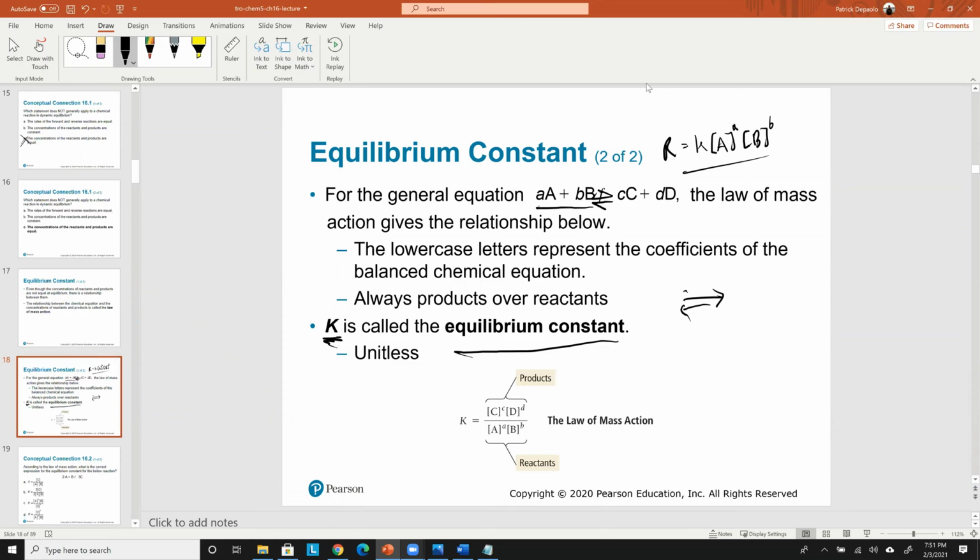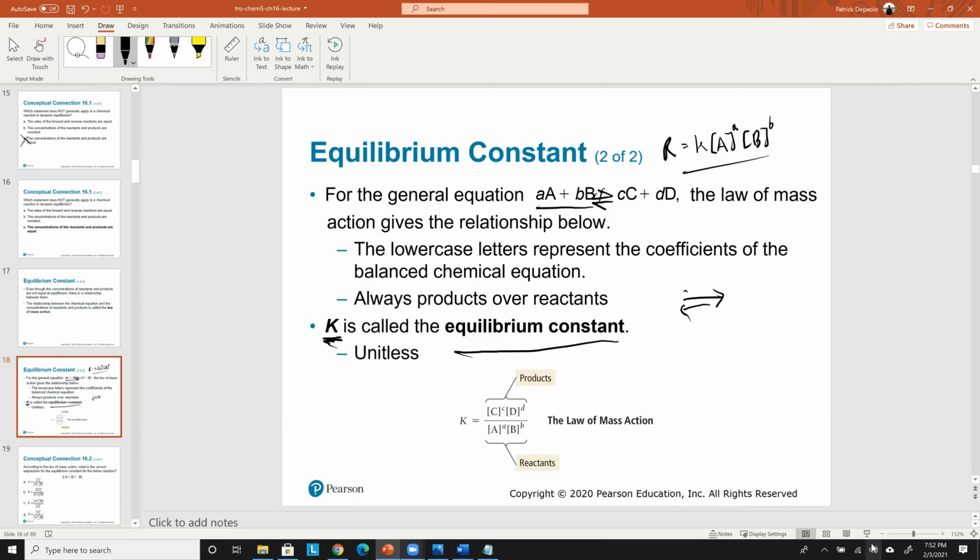Okay, so to sum up the law of mass action, it's simply the concentration of the products to their respective coefficient powers over the concentration of the reactants to their coefficient powers. In other terms, it is a ratio between the products and the reactants. And we know that at equilibrium, the concentrations could vary a lot from reactant to product.